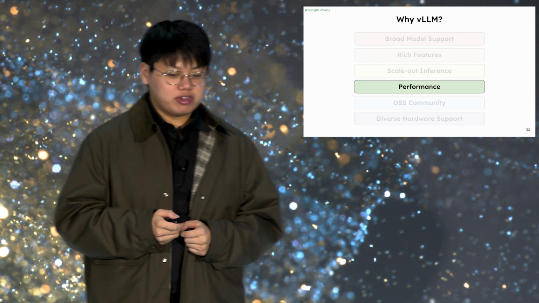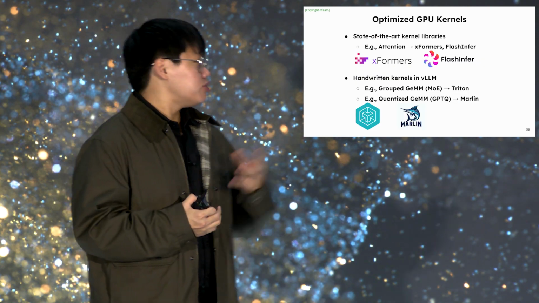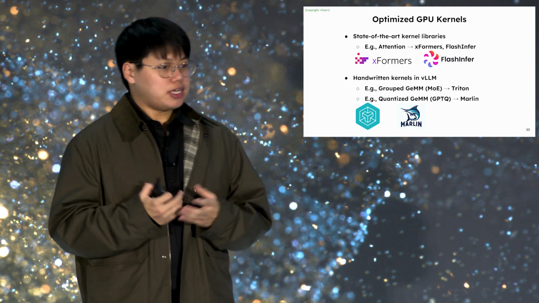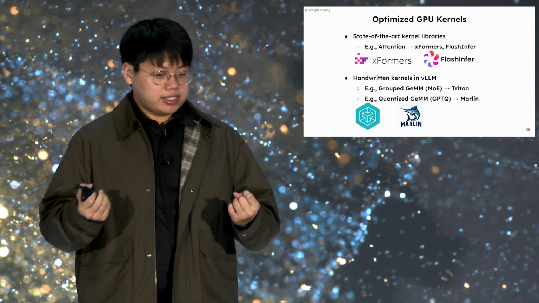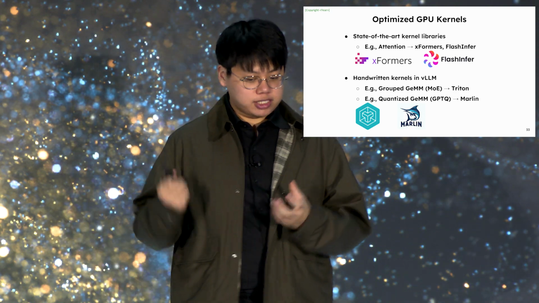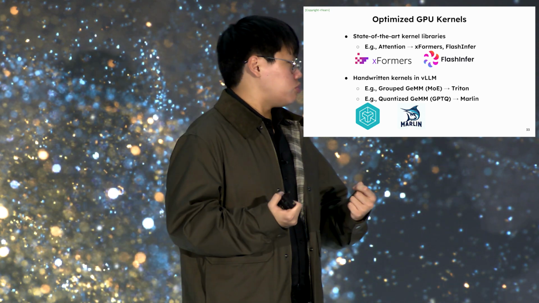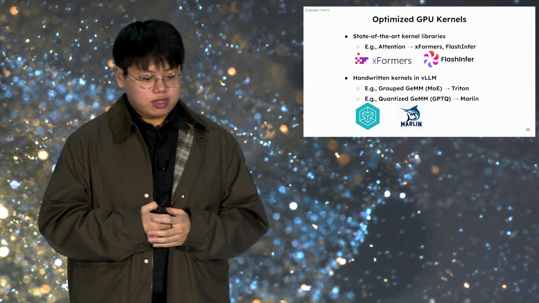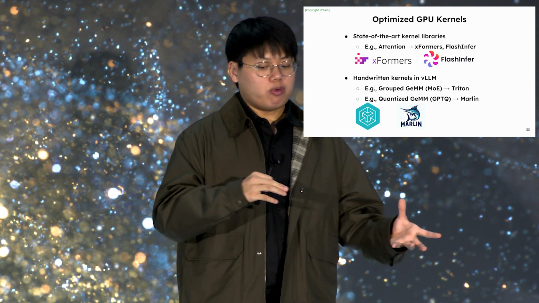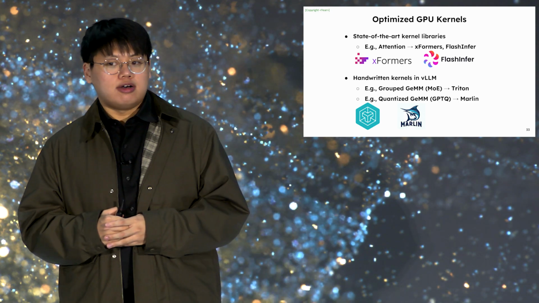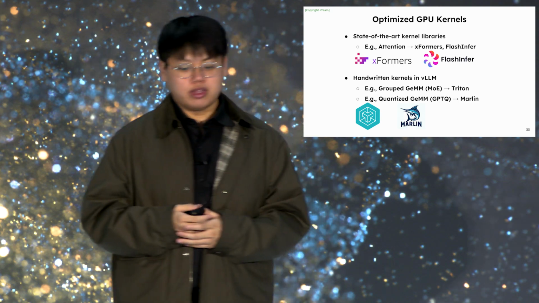Okay, the next is performance, which is the focus of vLLM. Obviously we use a lot of optimized GPU kernels inside vLLM. For attention, we use state-of-the-art, fast, open source kernel libraries like XFormers and FlashInfer. While for other operators, we hand-wrote many kernels inside vLLM. So for example, we have an efficient Triton kernel for group gem, like for MOE. And we also have an efficient kernel for quantized gems, for example, Marlin.